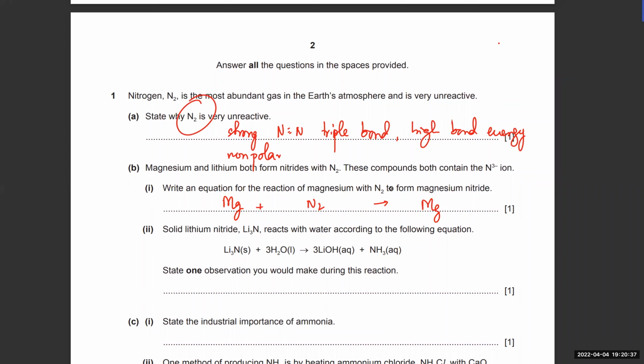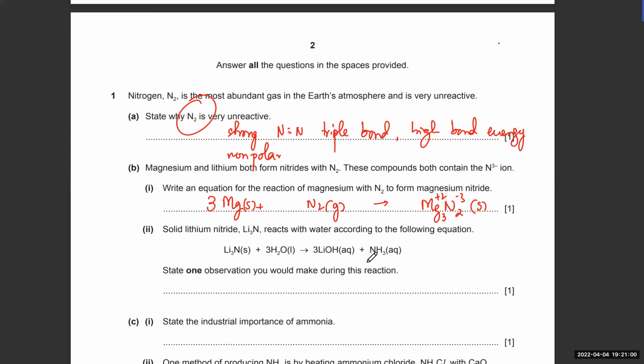Mg is plus 2, N is minus 3. So the formula is going to be Mg3N2. Plus 2, and this is minus 3. So it's going to be Mg3N2, and there's going to be 3Mg. Write down the states as well. This is going to be a solid, this is going to be a gas. And ionic compounds are solids at RTP.